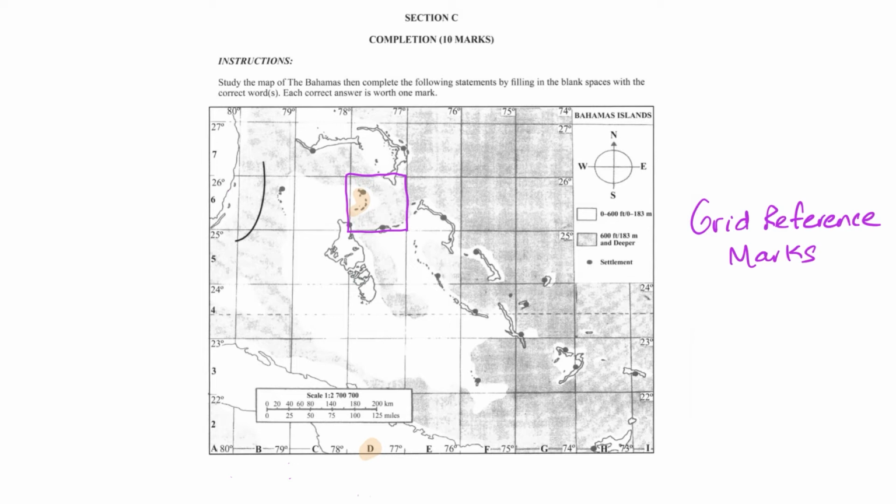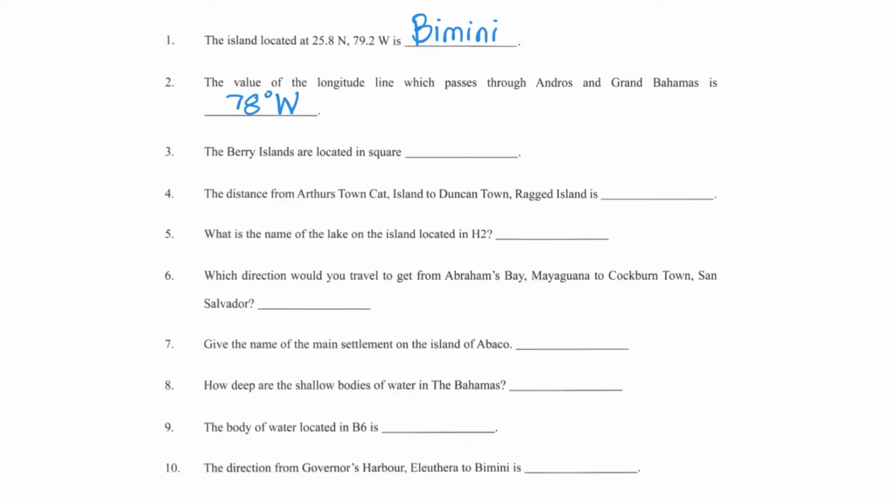And then we look at the side and we see that it's located at the grid reference mark 6. And so we put that together and we label it D6. The fourth question says the distance from Arthurstown, Cat Island to Duncantown, Ragged Island is. So this is a question that is asking us to measure the distance.